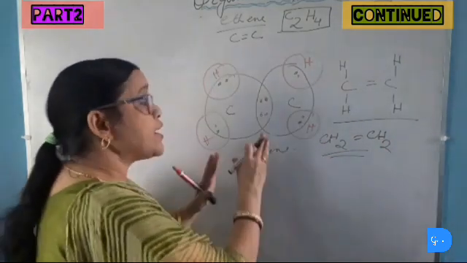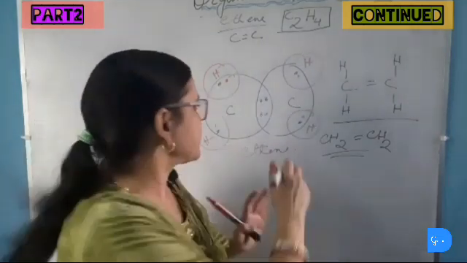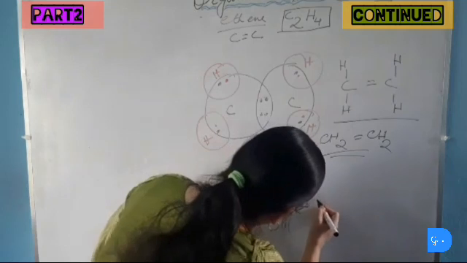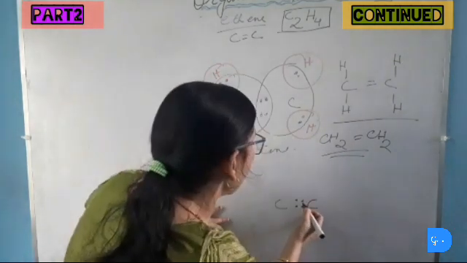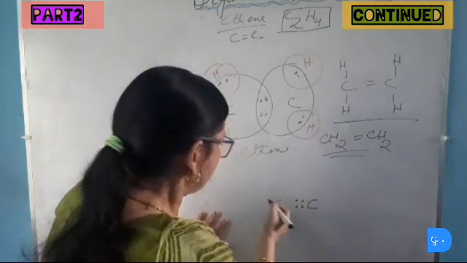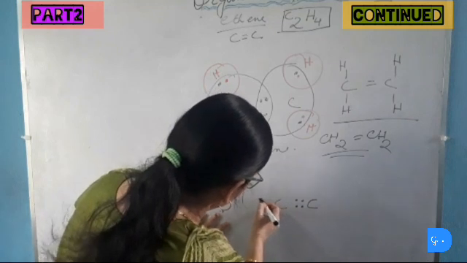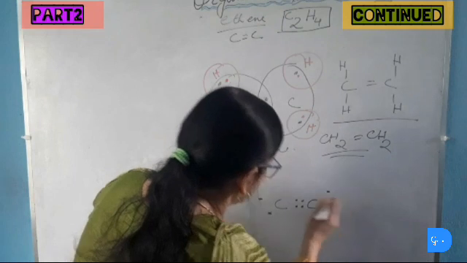Again we will draw the electron dot structure of this ethene. In the electron dot structure we will put the electrons here. This carbon shares 2 electrons and this carbon also shares 2 electrons. So there are 4 electrons here, or 2 pairs of electrons, forming the double bond. So 2 electrons are gone, only 2 electrons are left. Here also 2 electrons of the carbon are left.